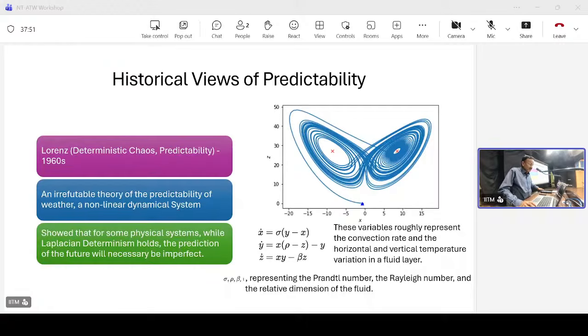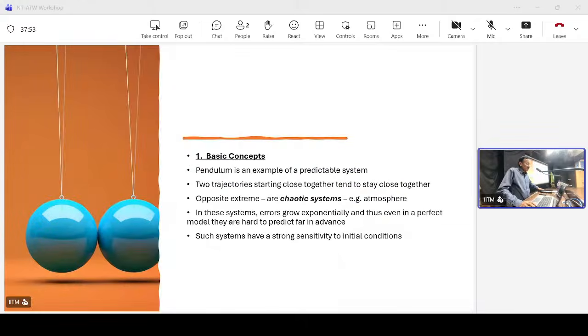Across various fields also now. So when it comes to the most predictable system, it is the pendulum. You have a pendulum, this is the best example for a predictable system. So if two trajectories start close together, some small error in the expectations can actually result in large variability.